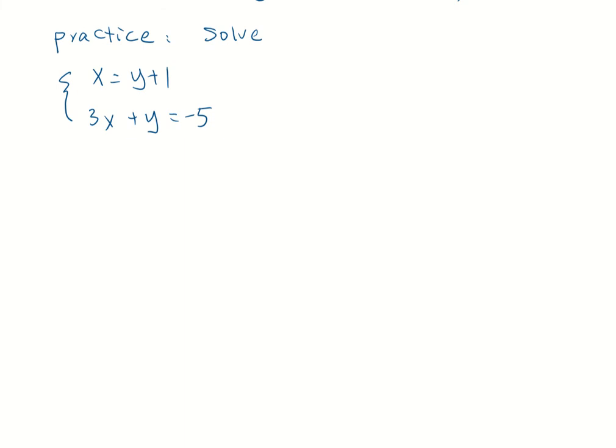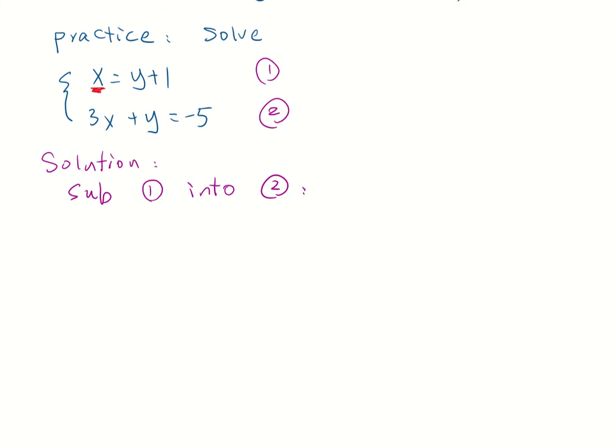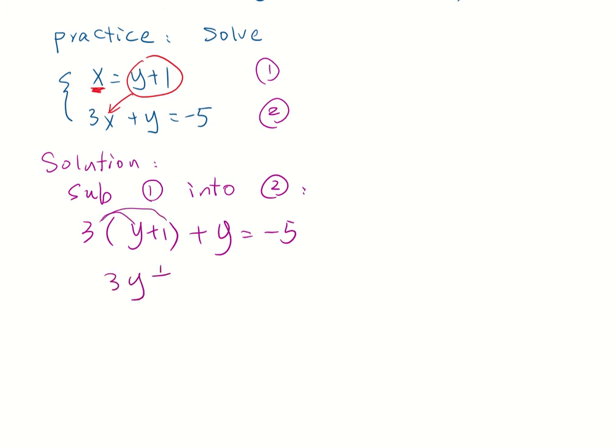Here is the solution. For this system, you can see x is by itself in the first equation. So I'm going to use y plus 1 to replace the x in the second equation. So substitute the first equation into the second equation. I will have 3, instead of x, I'm going to replace it by y plus 1, plus y equals negative 5. Distribute the 3: 3y plus 3 plus y equals negative 5.